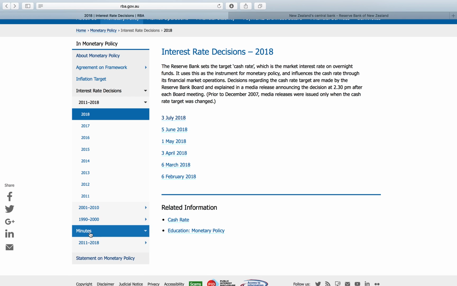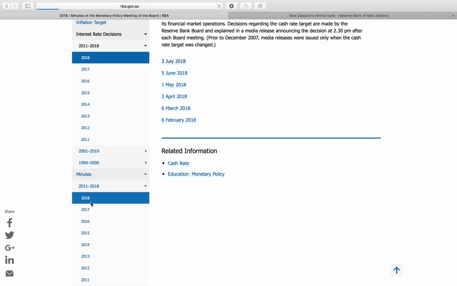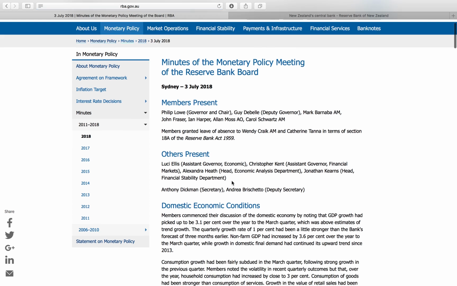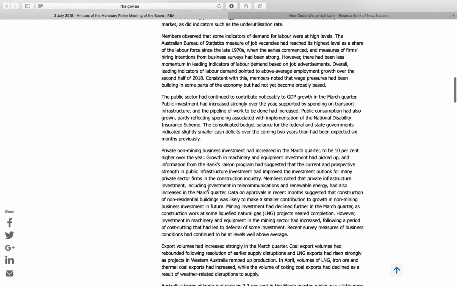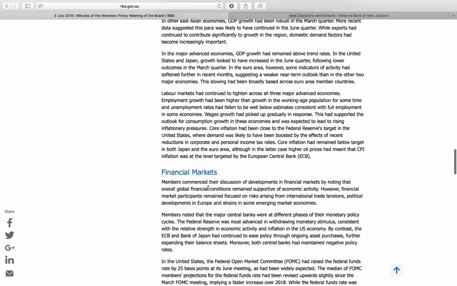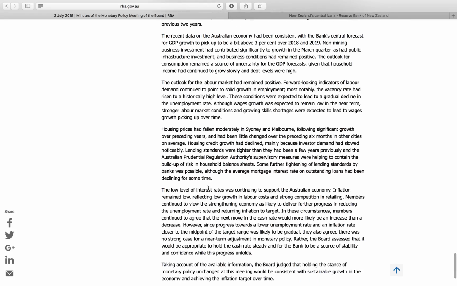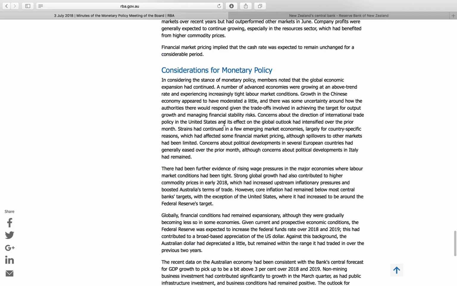And then you can look at the minutes. Again, 2018. Just click on the latest year, and then have a look, and you get a good rundown of the minutes, what they've been discussing, what they've been talking about, and you can see the kind of factors that they're factoring in for their monetary policy. And this is when you start to see what their projected future rate is.